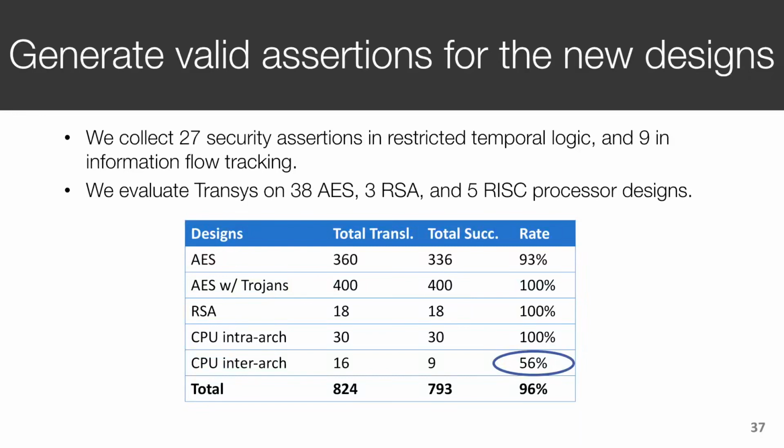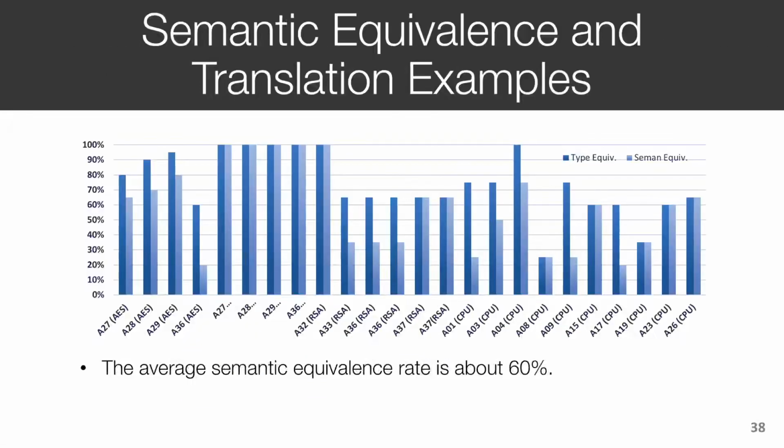And we also try to translate security assertions from the open RISC processors to RISC-V processors, and the success rate is 56%. Although it is not very high here, but this is cool because we show that it is possible to translate between different architectures. The average semantic equivalence rate here is about 60%. The semantic equivalence here means the translated property is stating the same thing as the original property.